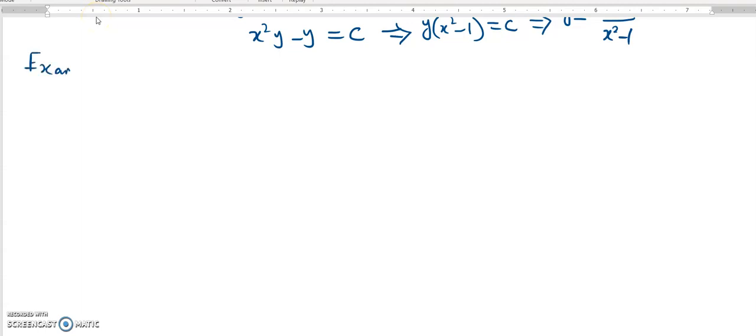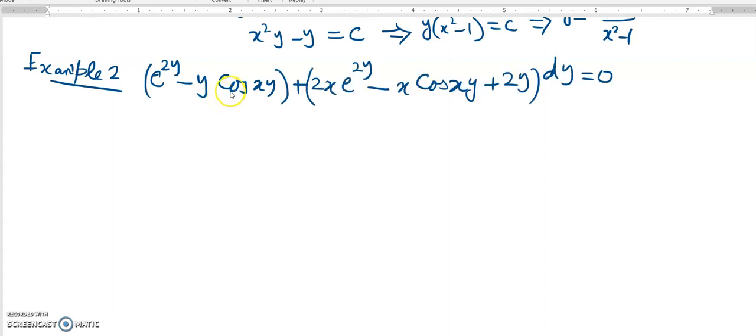Example 2. Earlier it was example 1. So let's take e power 2y minus y cosine of xy. This is the equation which we want to solve. Now, as you can see, in this equation I think it's not possible to make it a separable equation by simple algebraic manipulation. So what we can do is check whether this equation is exact or not.